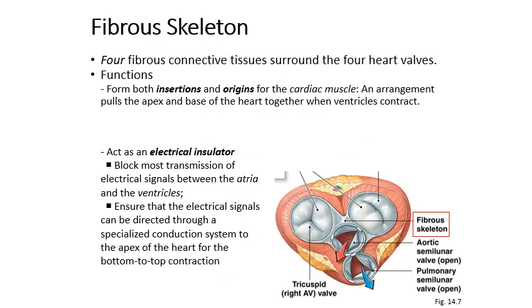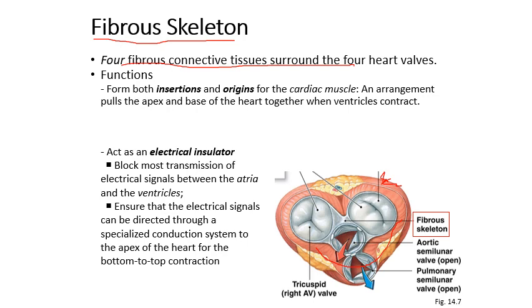Another anatomical feature, this goes back to the valves, is the fibrous skeleton. Basically, this would be the ventricles down here, and what's lopped off is the atrium. So this fibrous skeleton sits between the atrium and the ventricles, and it serves several functions. It's basically the connective tissue for where the four heart valves sit.